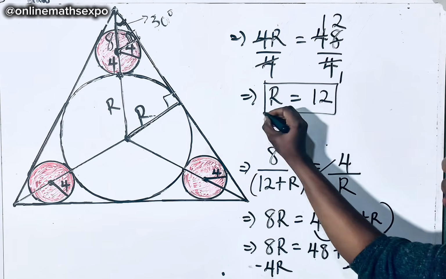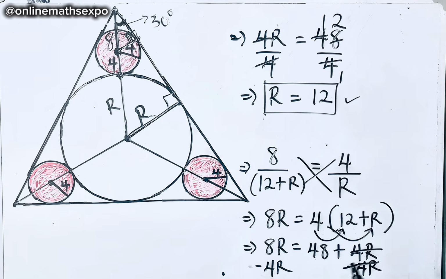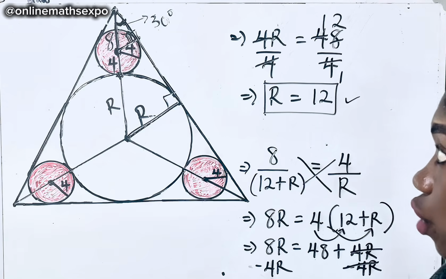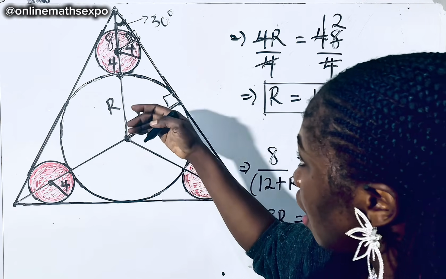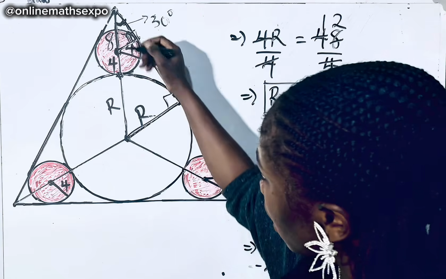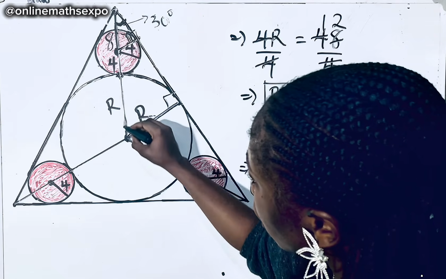Now that we have found R as 12, what should we do next? What we need to do next is plug in this R value here. Let's try to remember, you have observed we have formed 3 triangles.